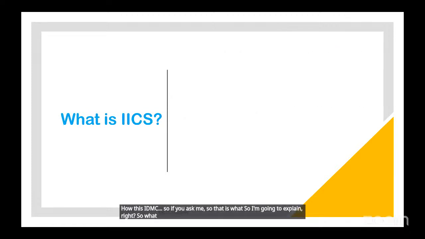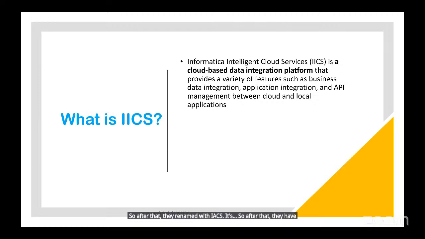So what is IICS then? Informatica first started with ICS as a tool name, Informatica Cloud Services. After that, they renamed it IICS, and after that they renamed it IDMC. IICS is nothing but Informatica Intelligent Cloud Services. Mostly it covers the CDI part. CDI is the cloud data integration part.